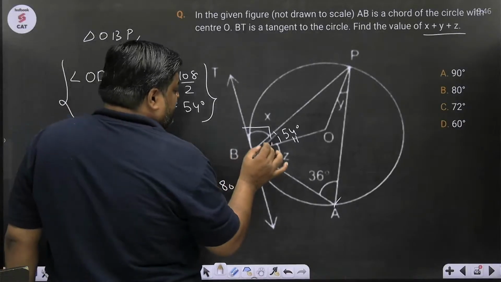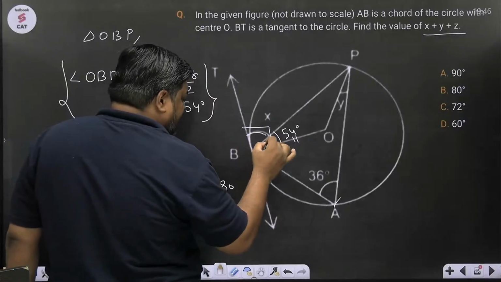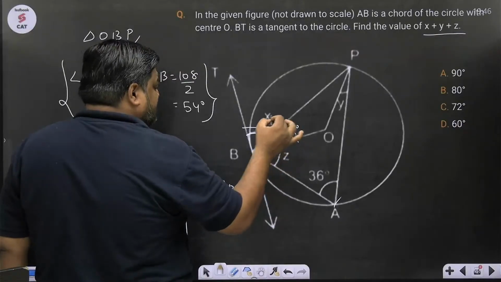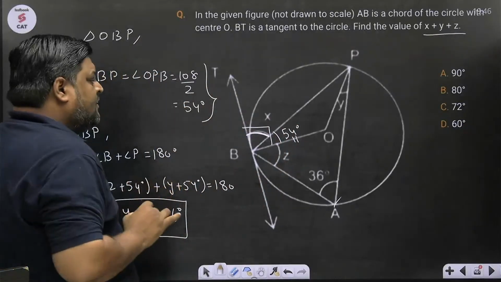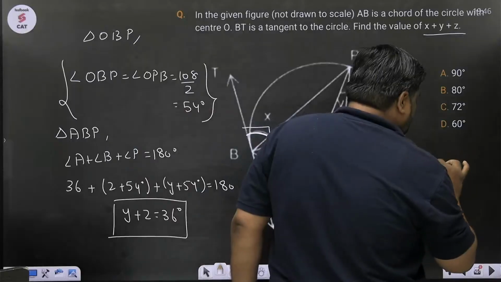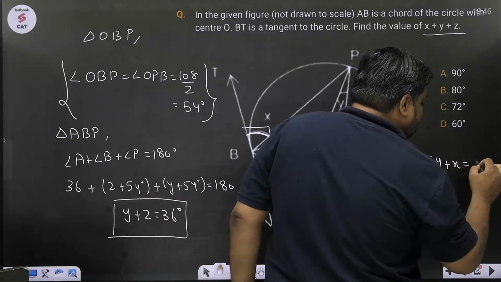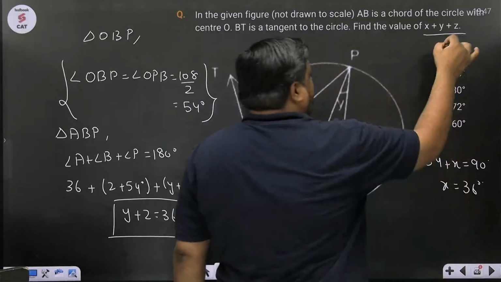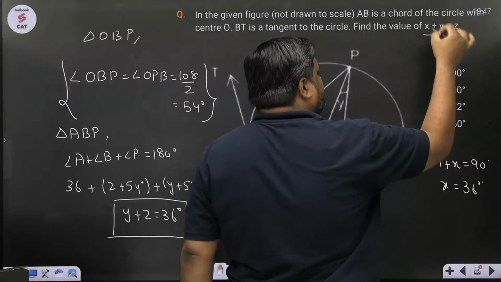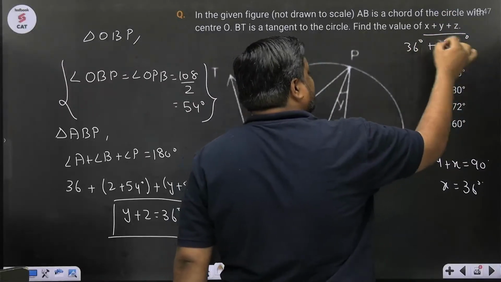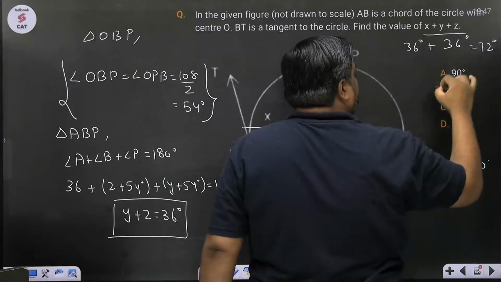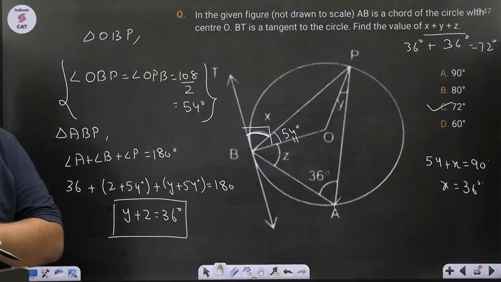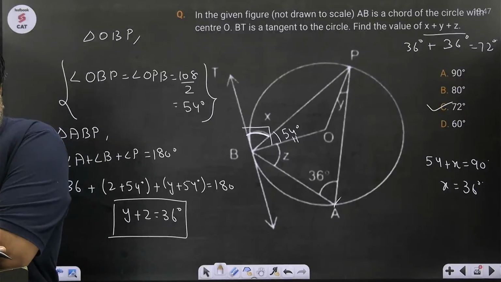करेक्ट। तो 54 प्लस एक्स है, एक्स इज दिस एंटायर एंगल। So 54 plus x is equal to 90 degree. What is x? X is 36 degrees. So y plus z, already we have calculated it to be 36 degrees. X is 36 degrees. The answer has to be 72 degrees. The answer would be 72 degrees.